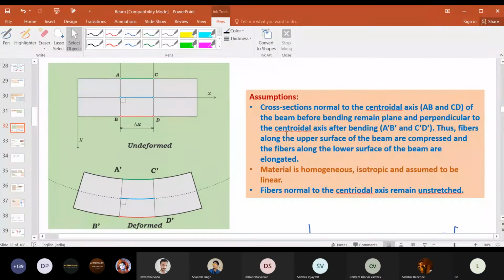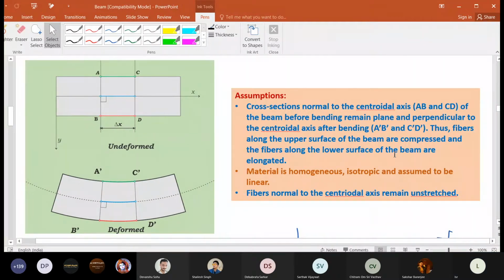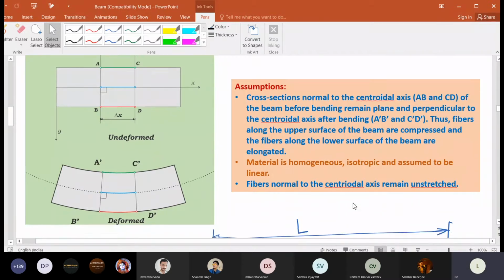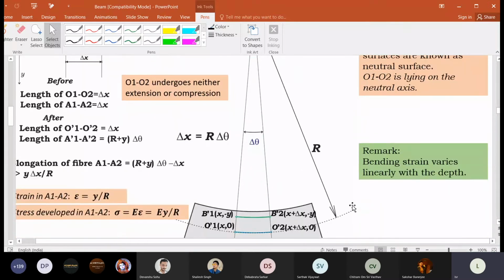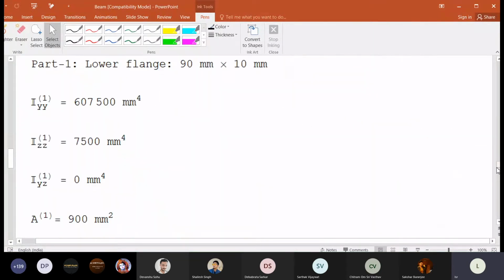Okay, then beam before bending will remain perpendicular to the centroidal axis after bending. That is what we have made as an assumption, and the material is homogeneous and isotropic. We have discussed what is isotropy and what is homogeneous. Then the fiber along the centroidal, along the neutral axis, remains unstretched. In this case, it is the centroidal axis, but in unsymmetrical bending it remains what we call the neutral axis.